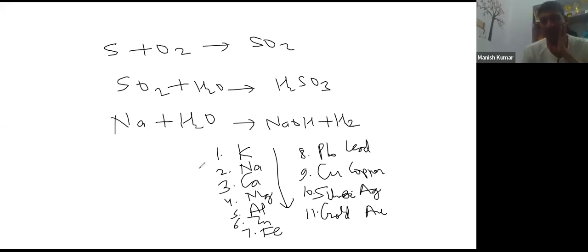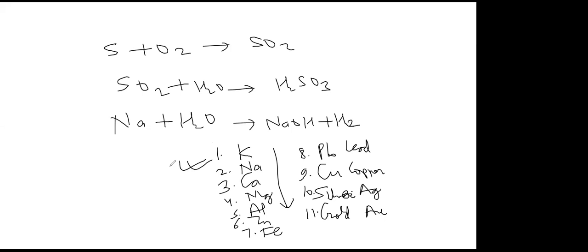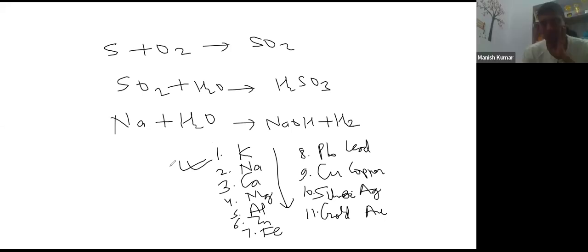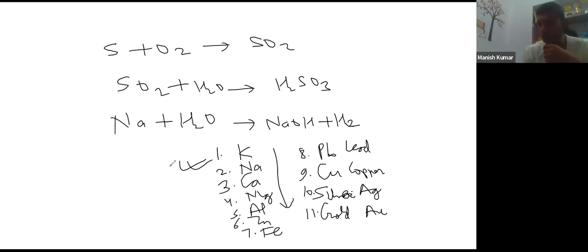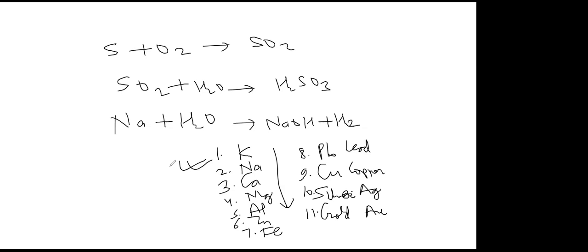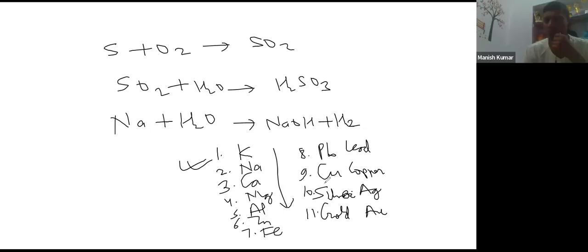See, first point which you have been given, is it K only in your book? Yes, sir. First is potassium, and then after that, magnesium, aluminium. Your voice is not audible, Naman. It's too low. Zinc, iron, tin, lead, hydrogen, copper, mercury, silver, gold, platinum. Okay, here you have been given mercury also.